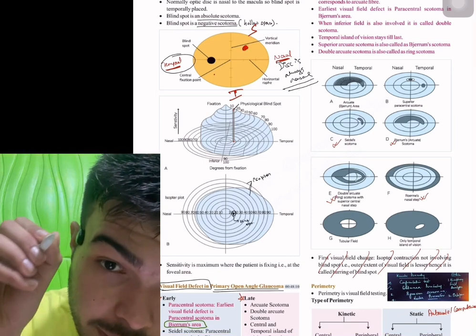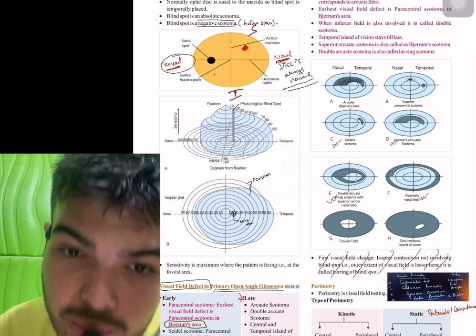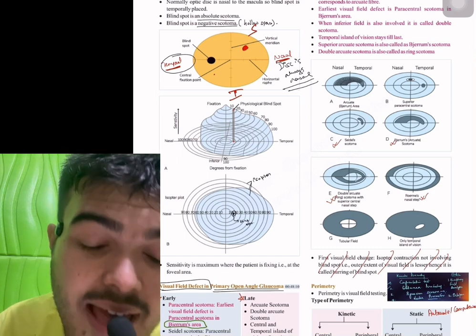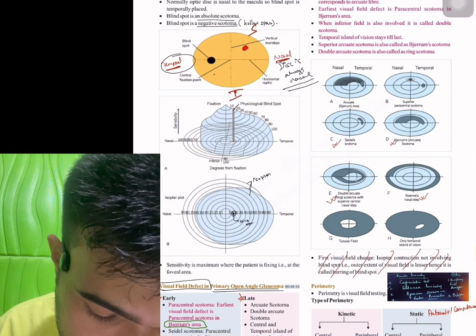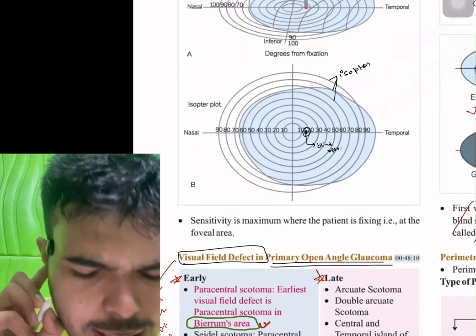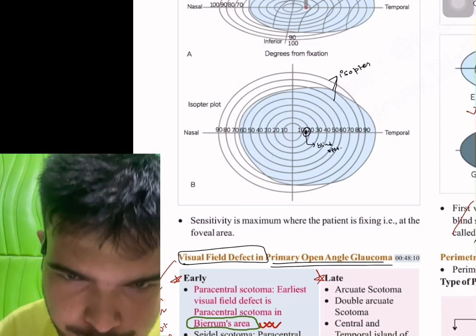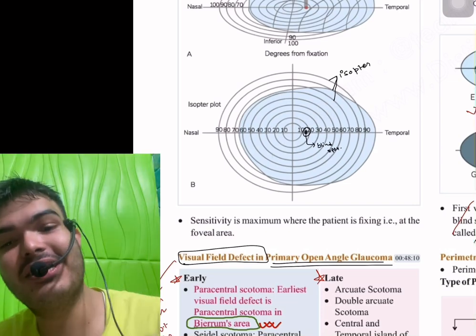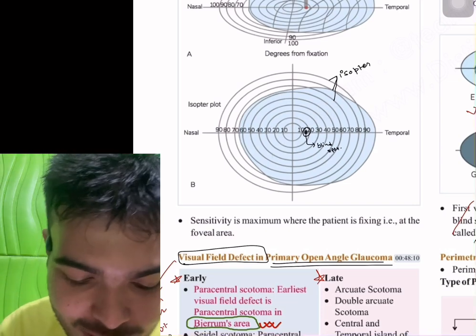And when that superior nasal area is defective, that is known as Rønne's area. You can see here, Rønne's area, okay? And that area of scotoma is known as a paracentral scotoma. Paracentral scotoma. Why is this word paracentral scotoma? Very funny, no?